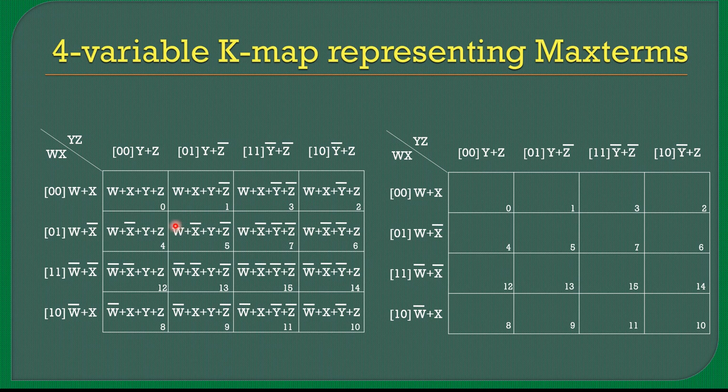You can see the right hand side K-map here, with the numbering: 0, 1, 3, 2, 4, 5, 7, 6, 12, 13, 15, 14 and 8, 9, 11, 10. It is the same as your four variable K-map representing min terms; only the labeling has changed. You have to write the complemented and uncomplemented versions, and also the plus sign instead of the dot operator that you use for min terms.